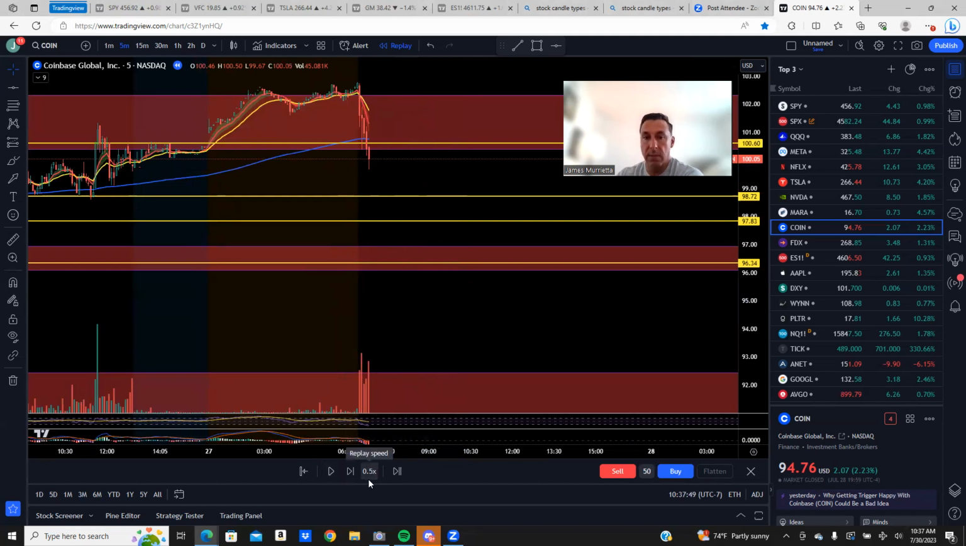The speed I've realized is best for TradingView is probably 0.5, so you can stop the replay and also get those entry positions. So we'll go ahead and do this. Start it now. Here we go. Let's see what we do here.